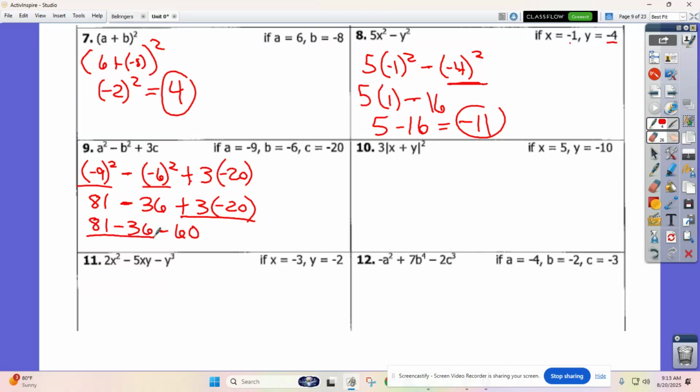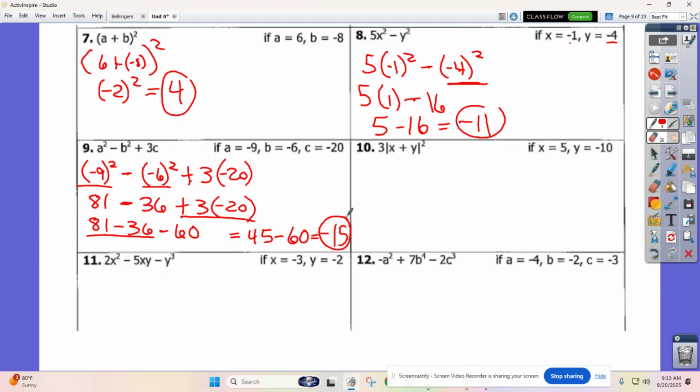Subtract left to right. 81 minus 36 is 45. 45 minus 60. Now when I take the sign of the bigger number and subtract, I get a -15 for my final answer.